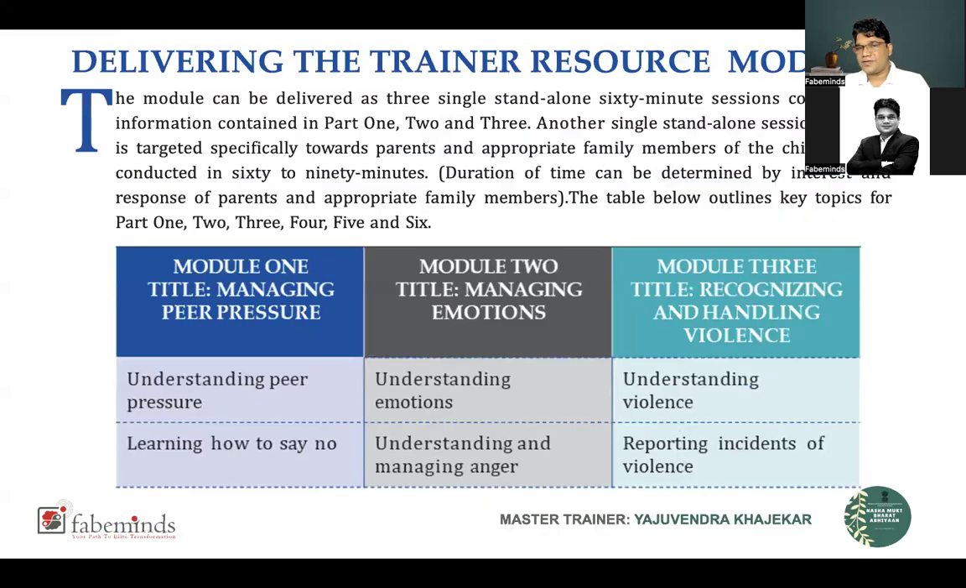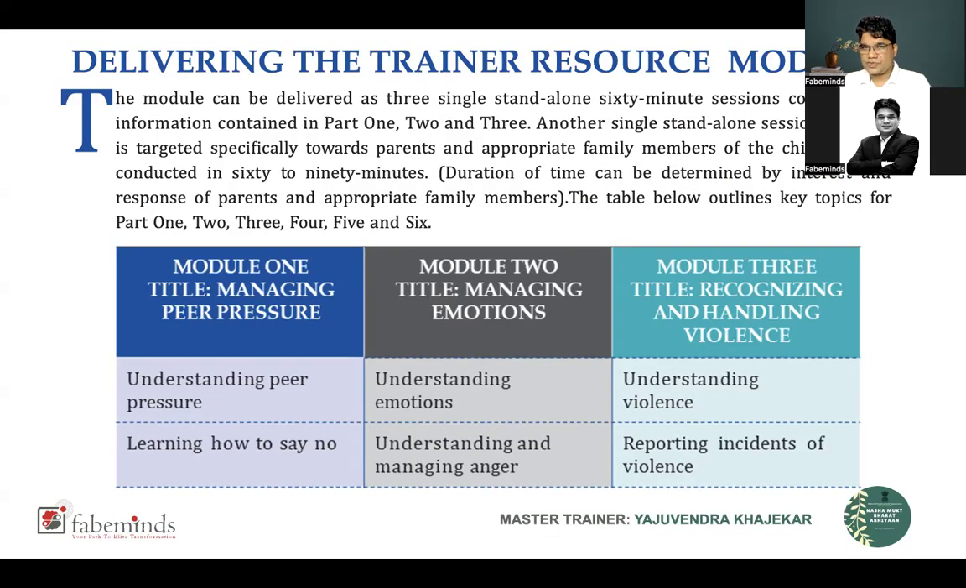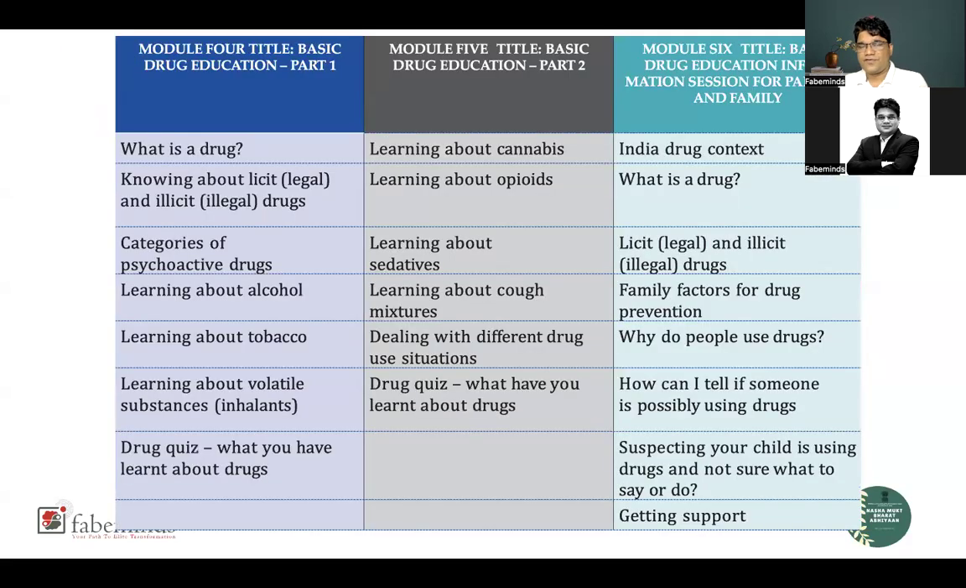Okay, so here there are 6 modules all put together. Module 1 is managing peer pressure. Module 2 is about managing emotions. Module 3 is about recognizing and handling violence. And module 4 is the basic drug part 1, that we have seen. And module 5 is about part 2, which I told about. And module 6 is about the parents. Okay, clear everyone? So these are the 6 modules that we will be covering here.